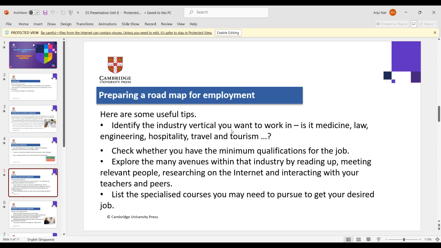Meeting relevant people, that is what I told you: interacting with people, doing internships, doing short term projects, researching. The best thing is to ask people who have completed the course, who are freshers like you, or who have just one year of experience. Then ask your seniors, your teachers, your peer group, then Google it. When you Google it and go to YouTube, you'll find plenty of videos that may be relevant for you, and irrelevant also.